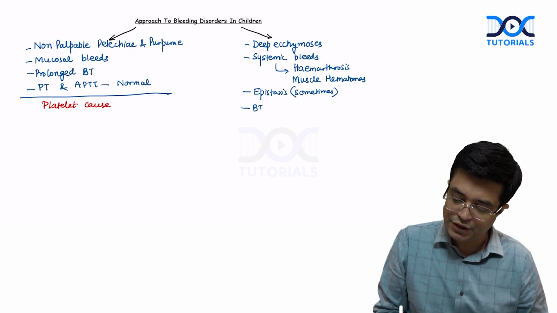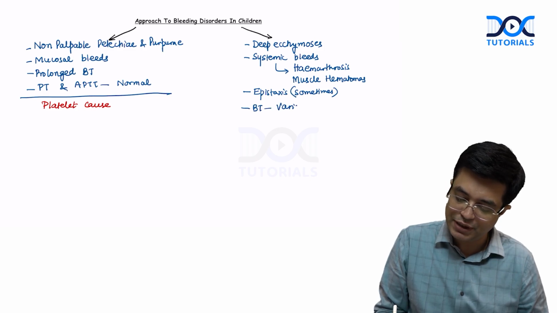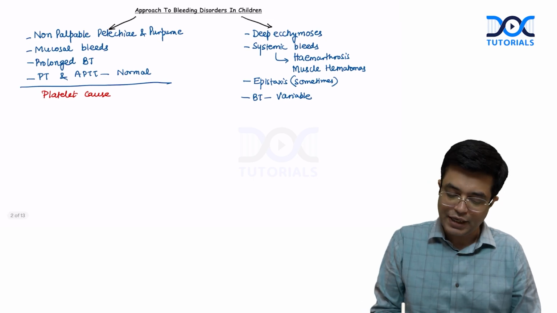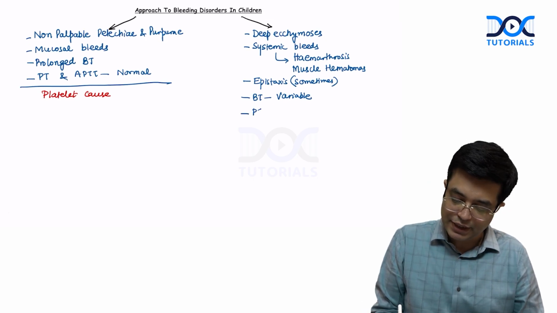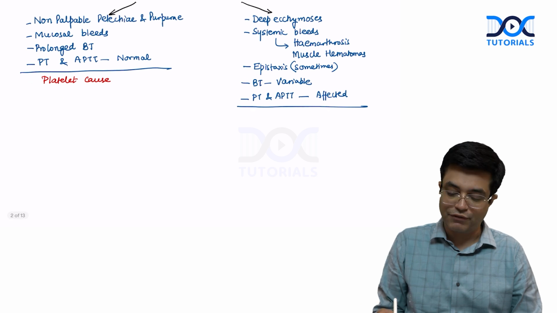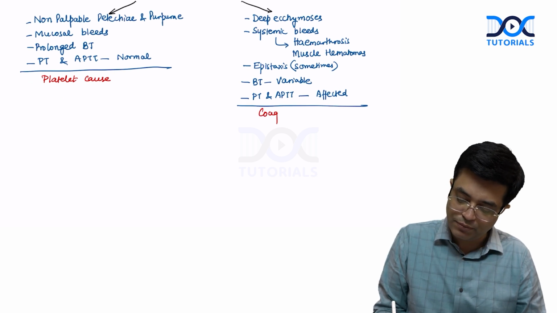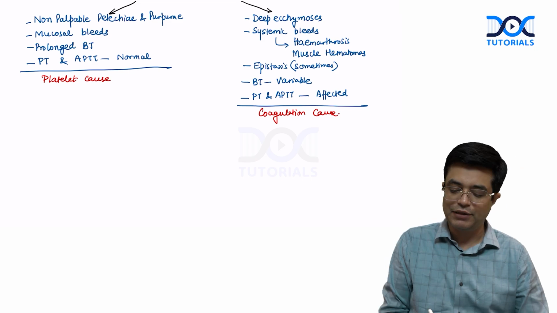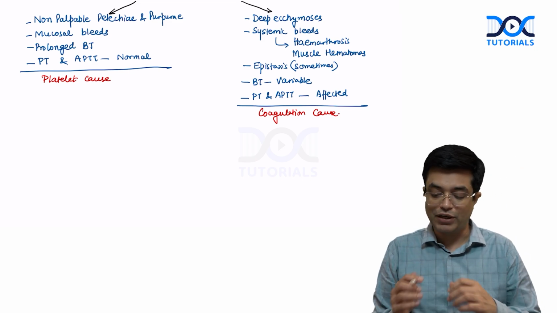Bleeding time in these patients will be variable. Variable means it may be increased, it may be normal, it may be abnormal, and PT and APTT are affected. In such patients, you will think that the child is suffering from a coagulation cause of bleeding. So we have two types of causes of bleeding. We have the platelet cause and we have the coagulation cause.